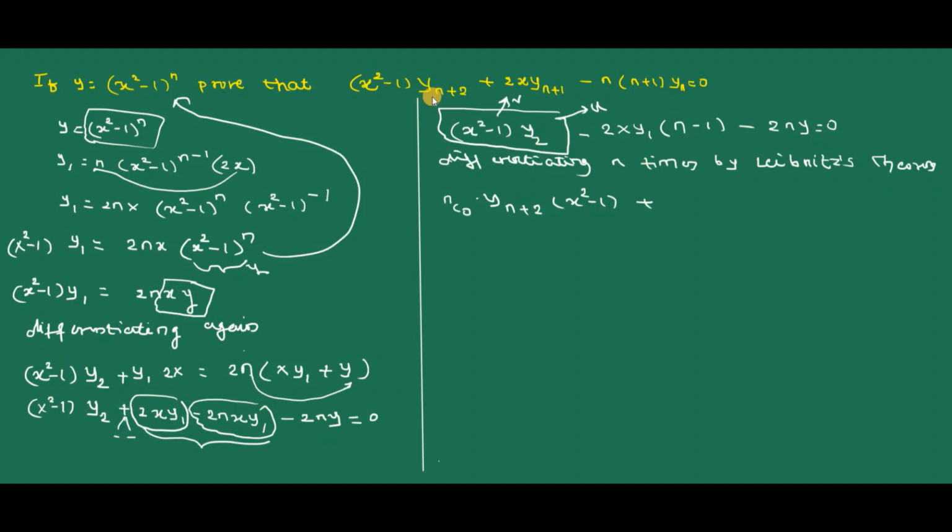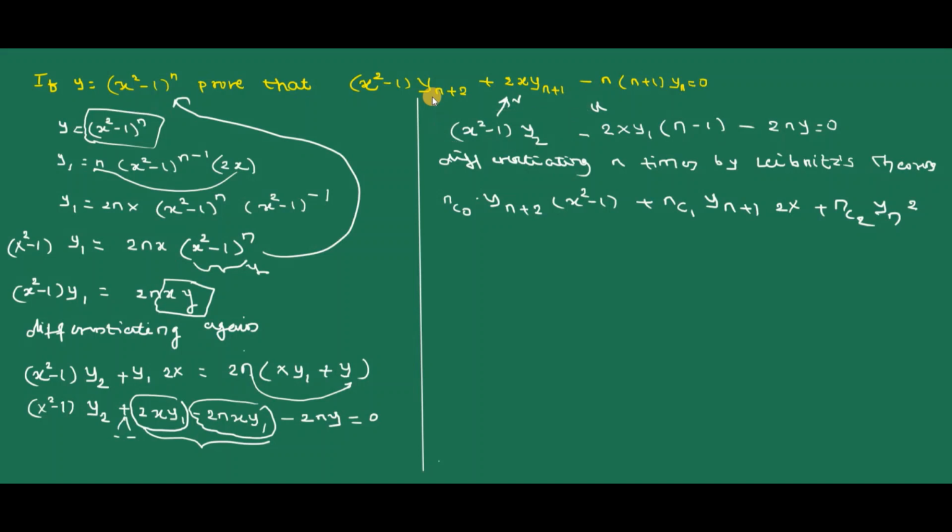So now I will write directly nC0, then nC1. Here if you add minus 1 you will get y_{n+1}. x squared minus 1, its differentiation is 2x. Then plus nC2. Add minus 1 here and you will get yn. Differentiation of 2x is 2. So this is the nth derivative for the first term.